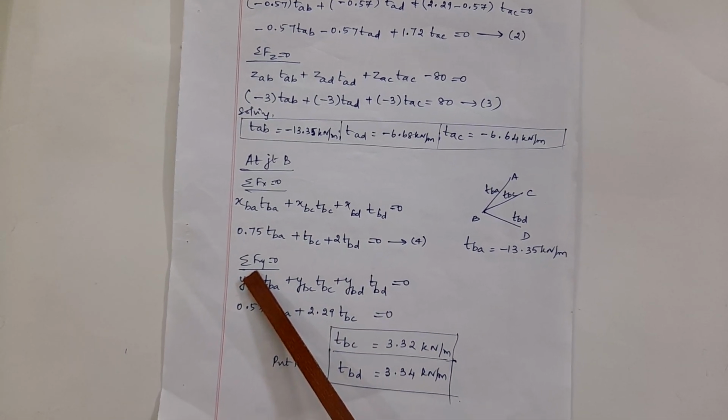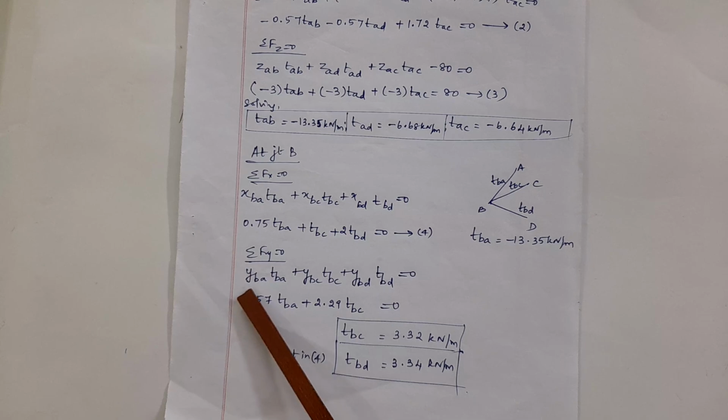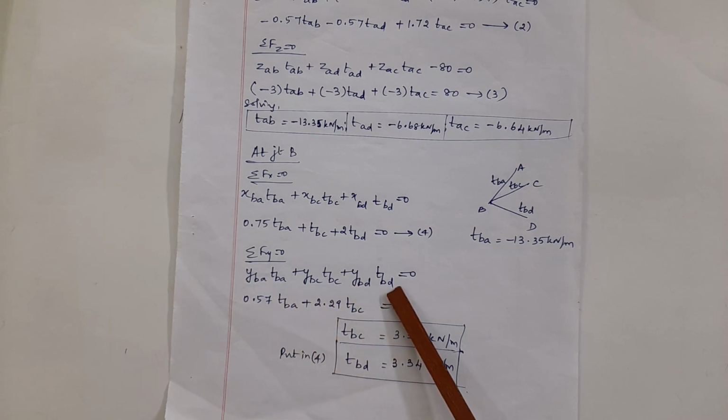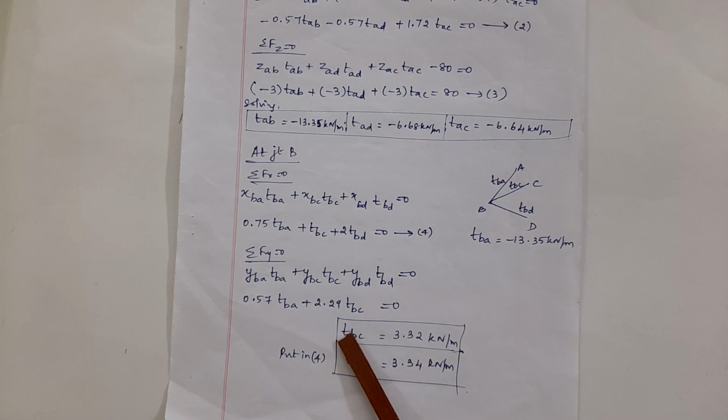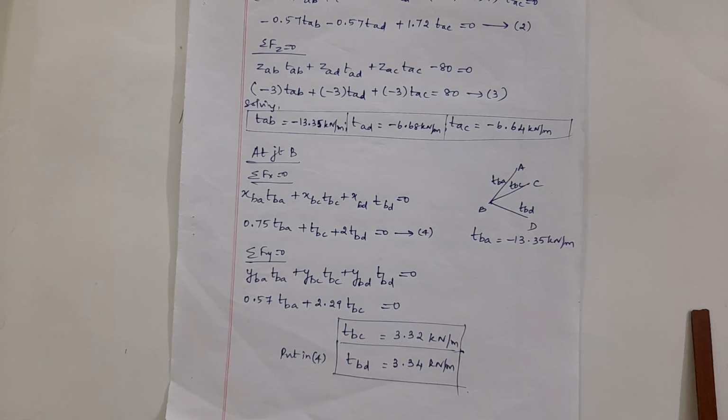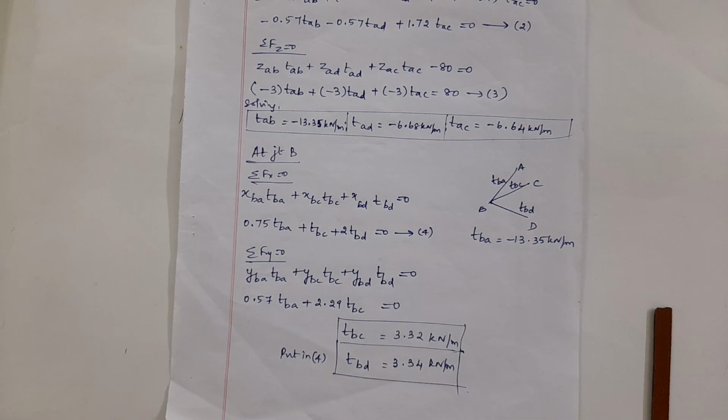Next, sigma Fy, the second equilibrium equation: all y coordinates and their corresponding tension coefficients. Since there is no external load or reaction, I just put it equal to 0. So simultaneously solving, I get the two unknowns TBC and TBD.